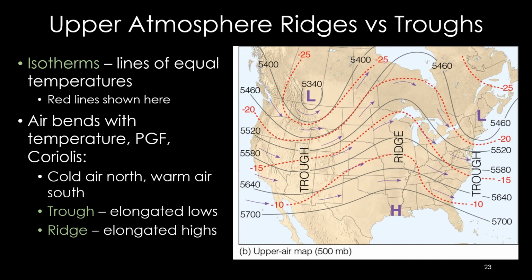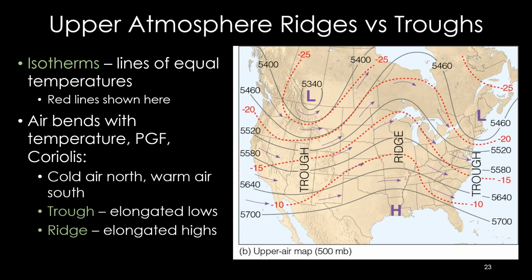On upper level maps, we often see lines of equal temperatures. These are called isotherms. They are the red lines that are shown here on the map. These isotherms tend to follow the same pattern as our isobars, our lines of equal pressure, and that should be fairly obvious because we know that pressure changes result from temperature changes. So our air here is having these big swooping bends because of temperature, pressure gradient force, and Coriolis. And of course, we know we have cold air to the north and warm air to the south.